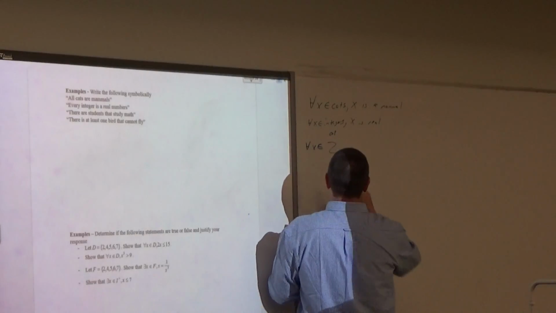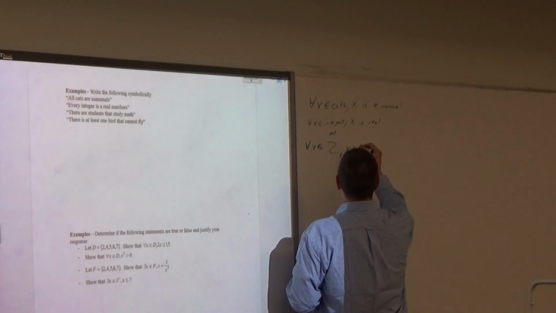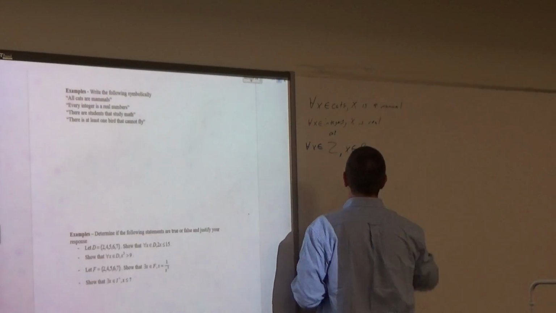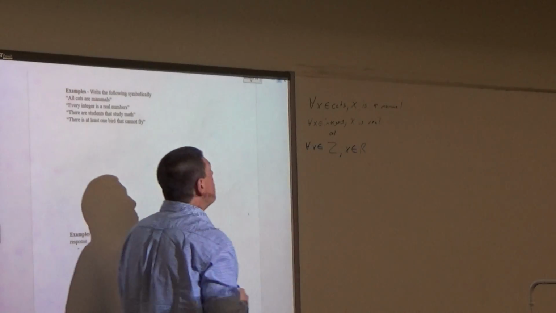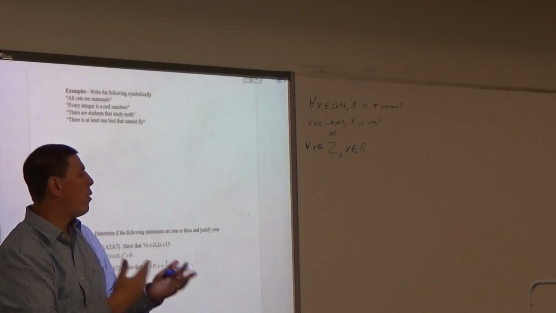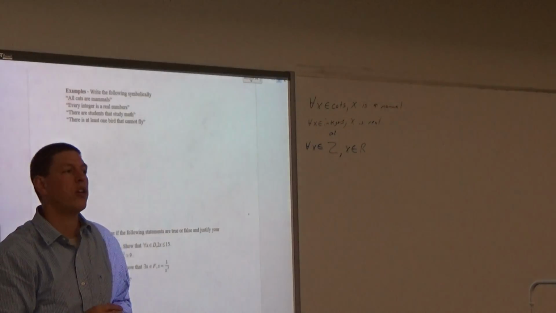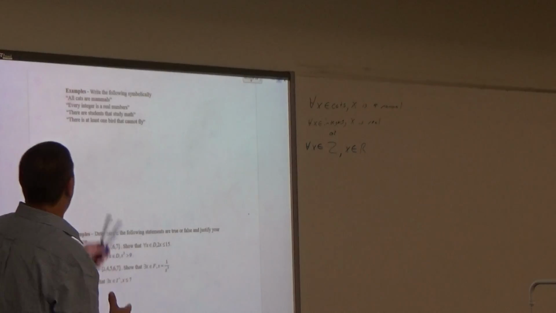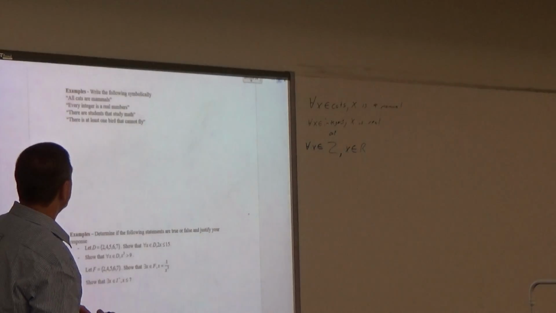And we could also say for all x in Z, x is in the real numbers. Make sure you can do it both ways. If you see the letter Z from now on, make sure you know that that's an integer value.